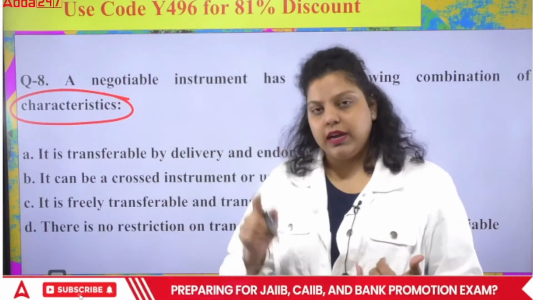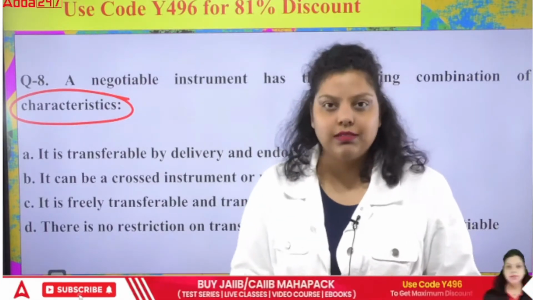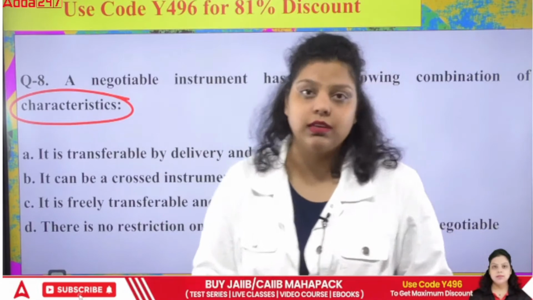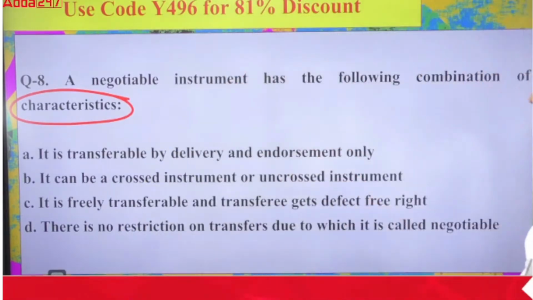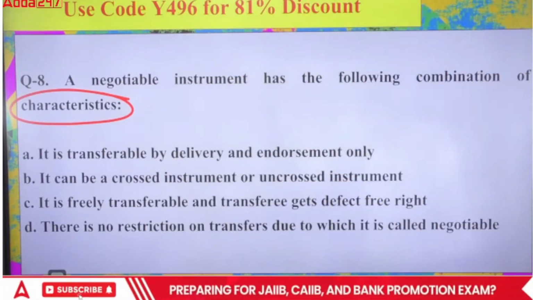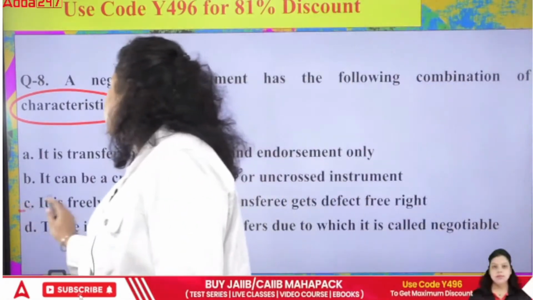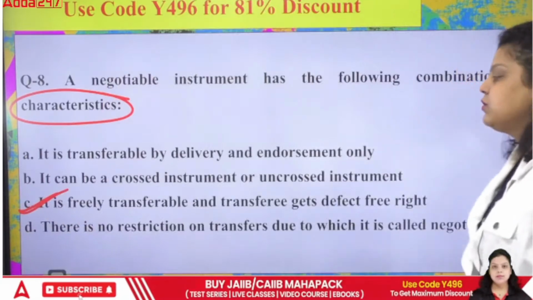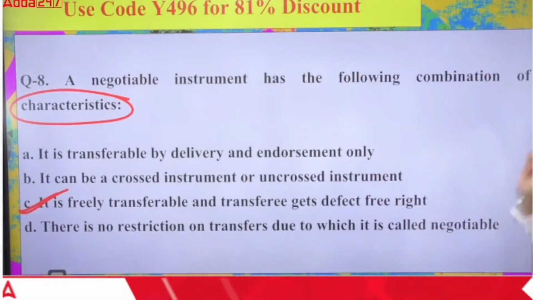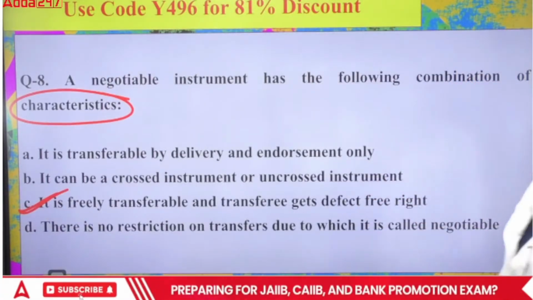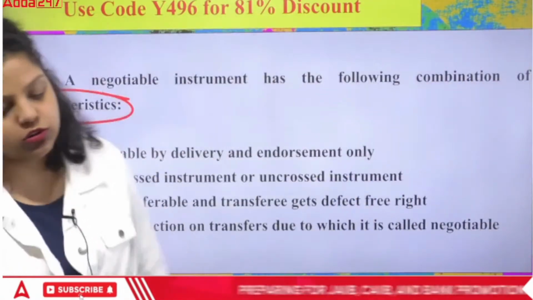So promissory note is defined under section 4, bill of exchange is defined under section 5, and the check is defined under section 6. So now which of the following will be correct? I have told you that negotiable instrument means the instrument which can be freely transferred. It means the right answer will be C. So it is freely transferable and the transferee gets a defect-free right. So the right answer will be C in case of negotiable instrument.